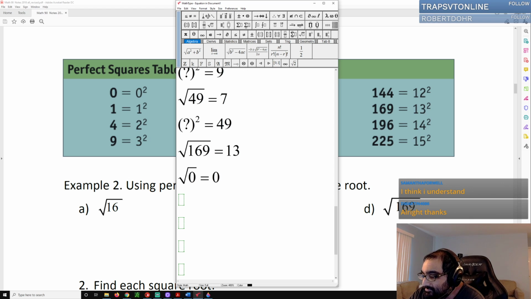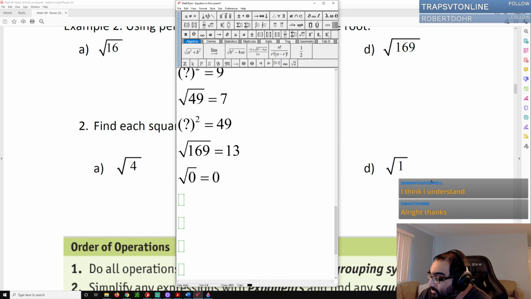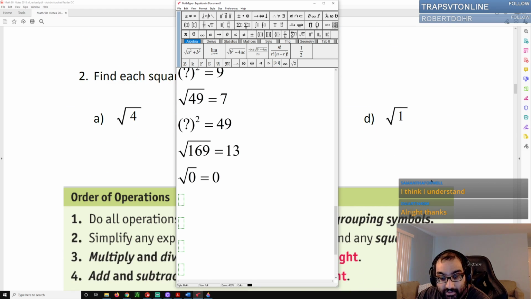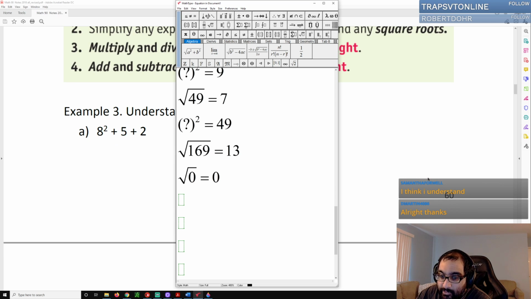Okay, we're going to work more with square roots here, but let's go ahead and move forward here. We're going to work more on the square roots in this section, so you'll see exactly how that's going to pan out. Let's go ahead and take a look here at order of operations.